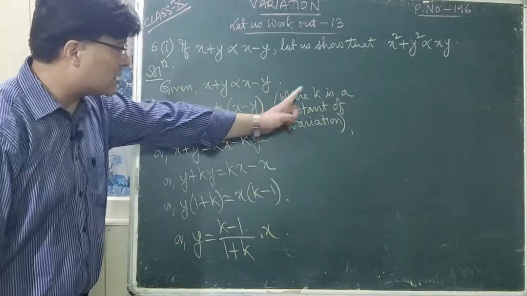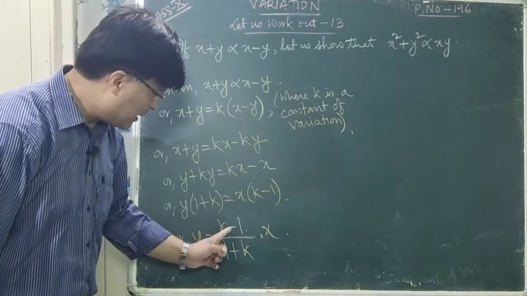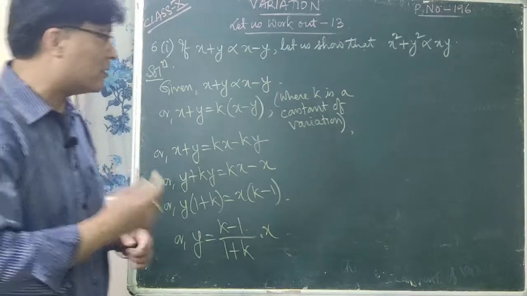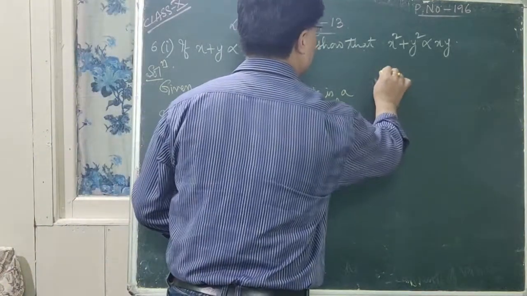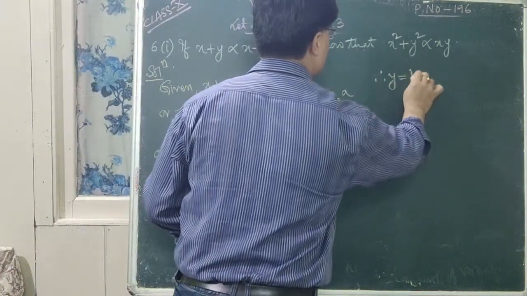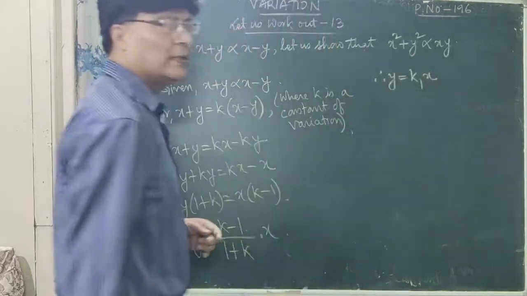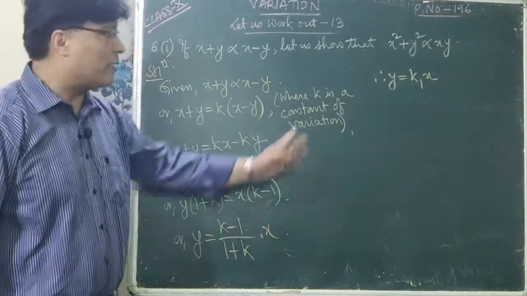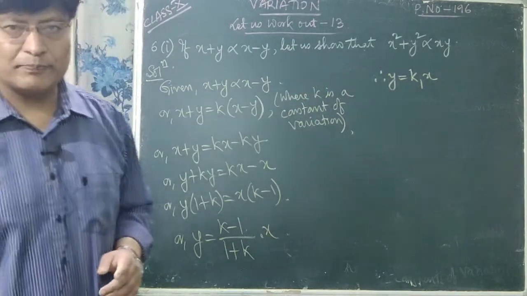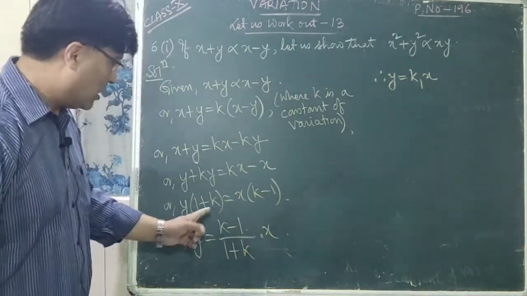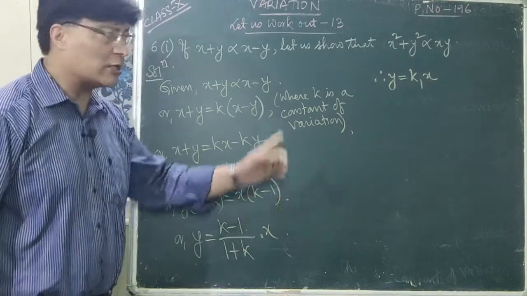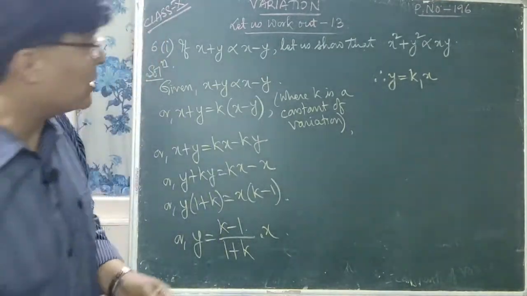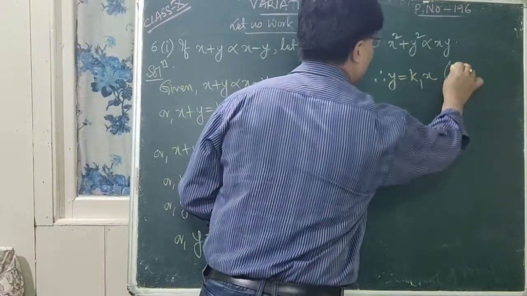Now you know that since k is a constant, k minus 1 upon 1 plus k is also a constant. It can be replaced by another constant. That is, let us write it as y is equal to k1x. So instead of k minus 1 upon 1 plus k, we have written k1. And that k1 is also a constant.